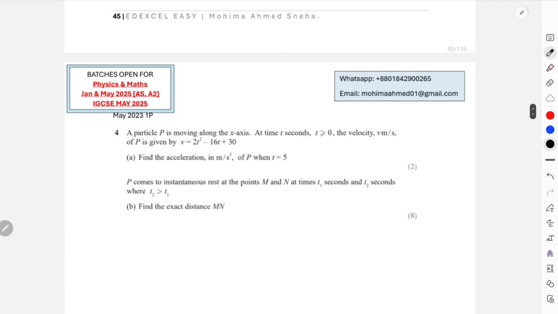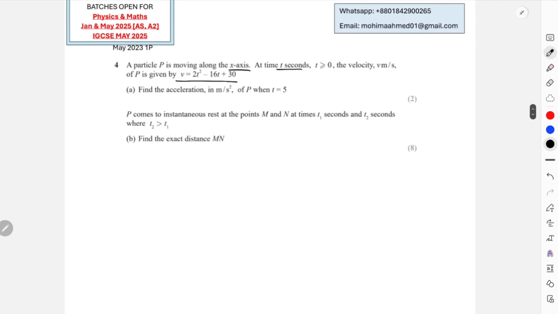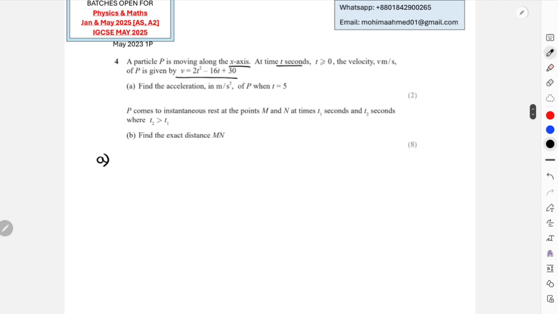This is your third question. A particle P is moving along the x-axis, and at time t seconds, the velocity v is given by this expression. We need to find the acceleration of P when t is equal to 5. Again easy. Acceleration is going to be dv by dt, that is 4t minus 16. That's 4 times 5 minus 16, that's 20 minus 16, which is 4 meters per second squared.